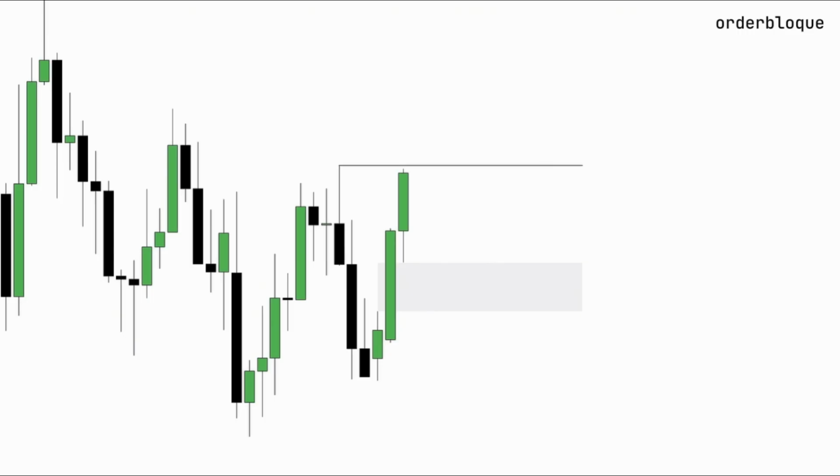Based on this, we have an idea that after raiding the fractal high, the price will make a retracement to this zone, from where the upward movement will continue. For example, the target is the next fractal high.